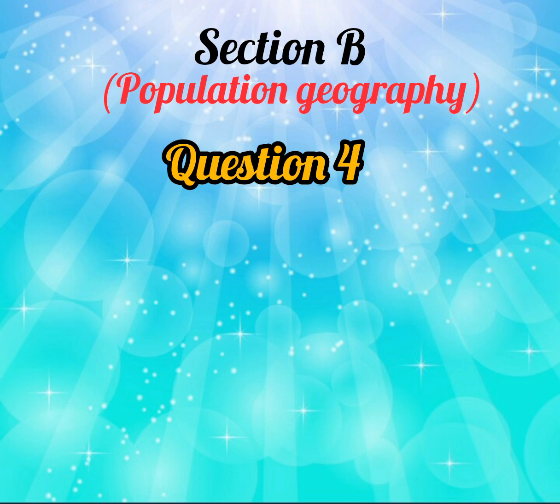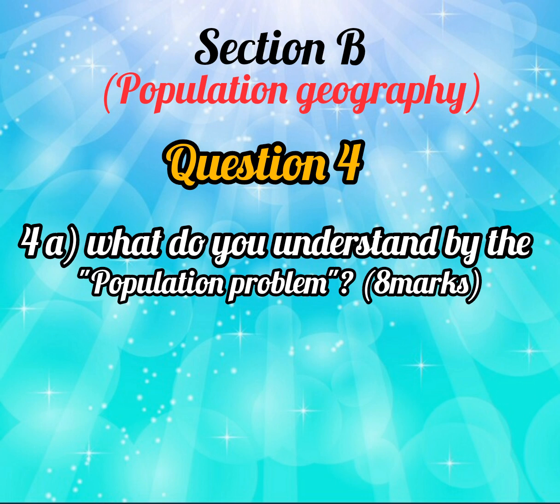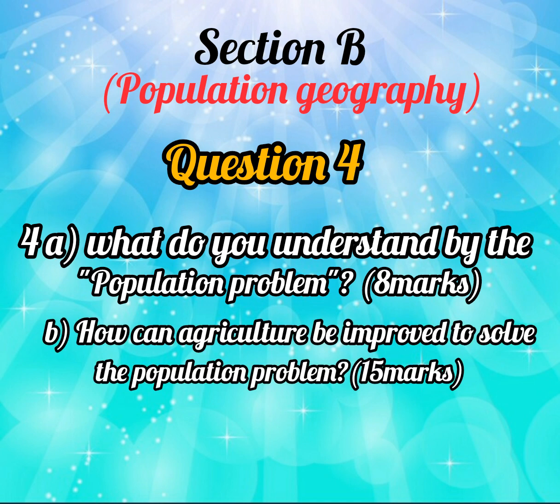Now for section B, question 4. Question 4A goes thus: what do you understand by the population problem? 8 marks. Then the B part: how can agriculture be improved to solve the population problem? 15 marks. That's section B, human geography, and this question is on population geography.